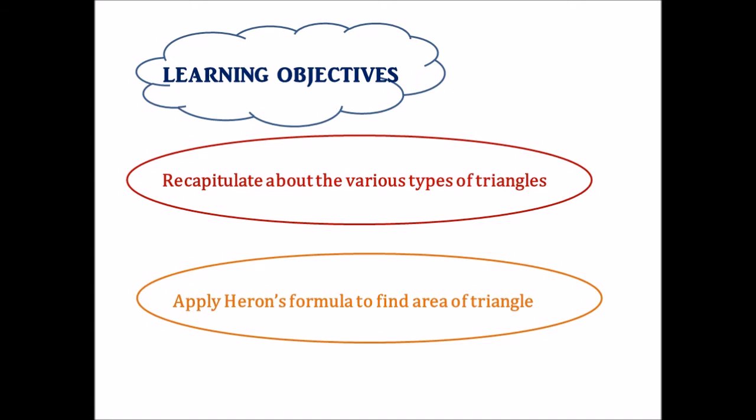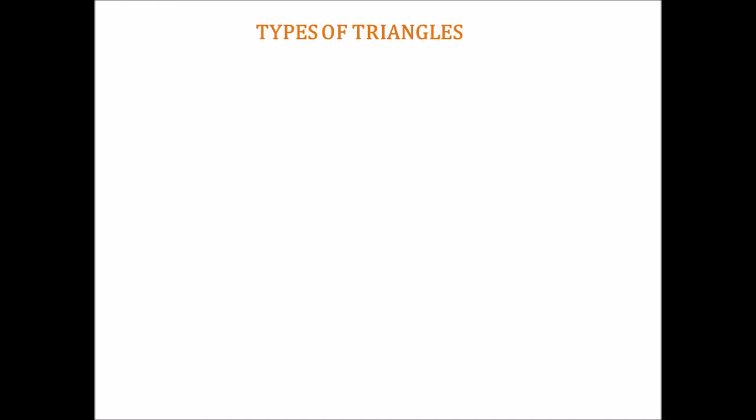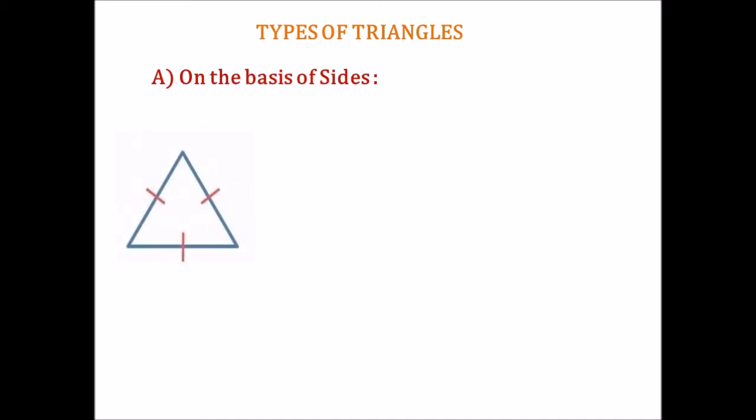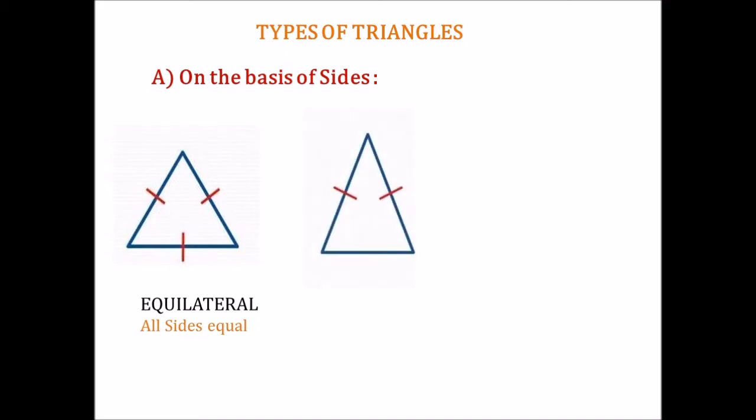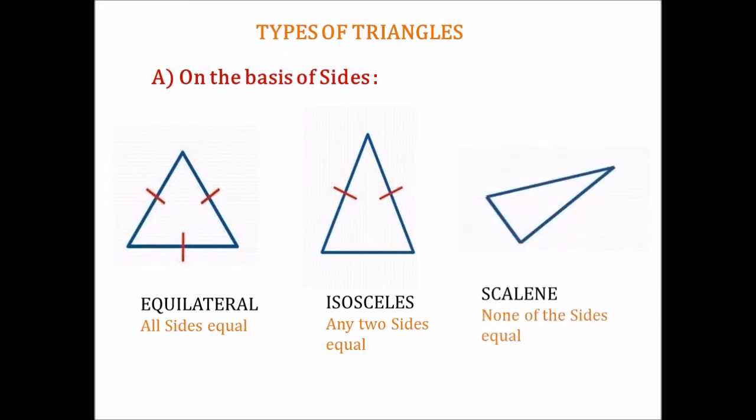To start with, let's have a look at different types of triangles. First, on the basis of sides. If all three sides of a triangle are equal, then that type of triangle is known as equilateral triangle. If two of the sides are equal and the third side is unequal, then that type of triangle is known as isosceles triangle. If none of the sides of the triangle are equal, then that type of triangle is known as scalene triangle.